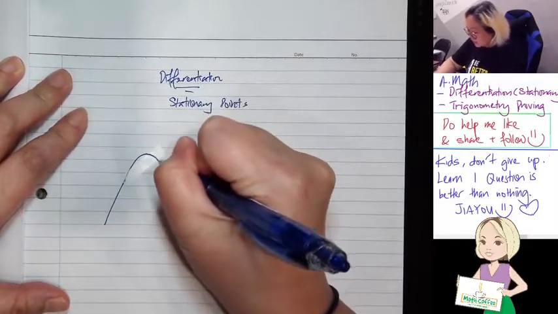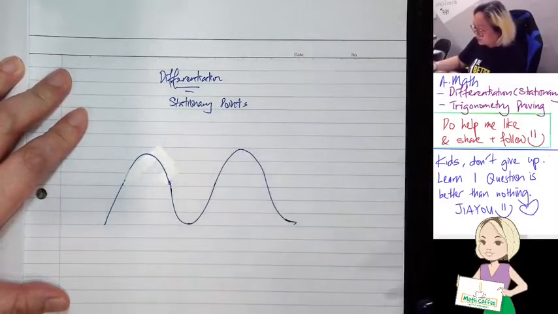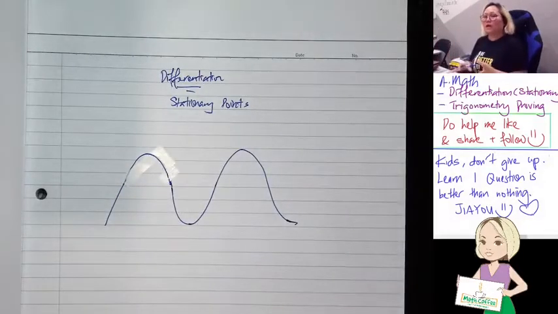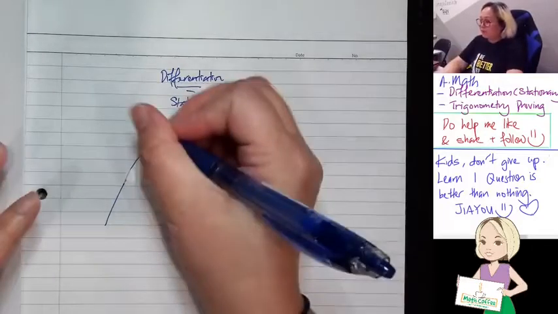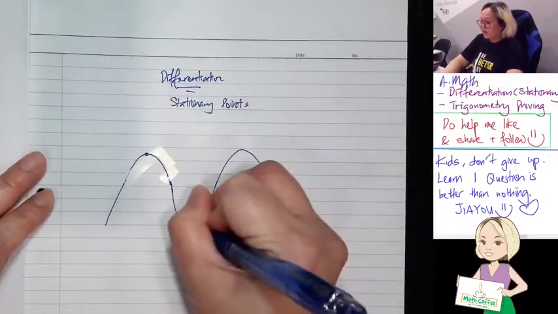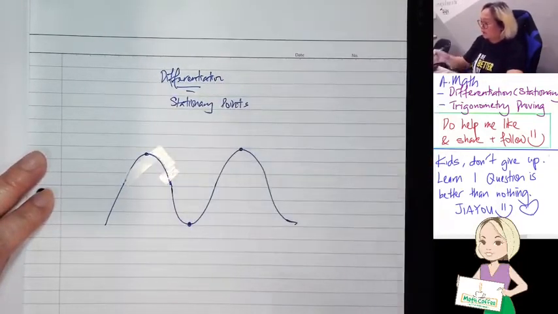Now we are doing differentiation of stationary points. So look at this function, this graph. Stationary points are the turning points. For this case, you can see that these are the stationary points.